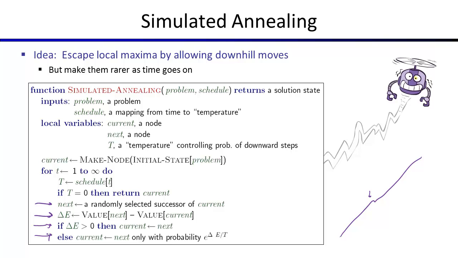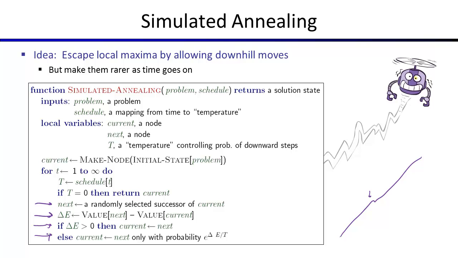The hotter the temperature is, so the earlier you are in the search, the more likely you are to take a downhill step. As the temperature cools to 0, eventually you stop taking these downhill steps. At low temperatures, this turns into hill climbing. And so the idea is you bounce around, you bounce out of local optima, and then in the end you just glide into a landing.